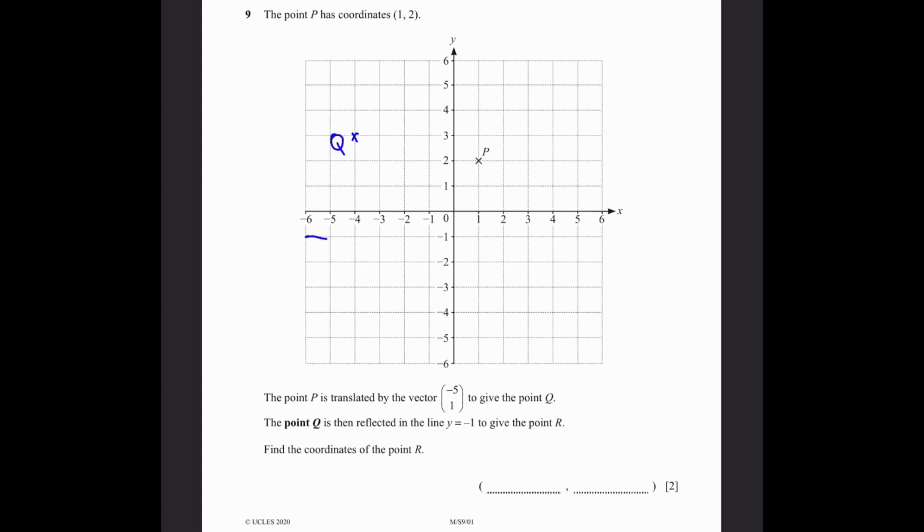And now the line y equals -1 is this line here. By the way, the translation over here is -5 and this is 1. So now y is equal to -1. Now we just reflect. Distance of 4, that'll go the same way down there. So the point R is over here, and that point has coordinates -4, -5. And that's our answer. Question 10.